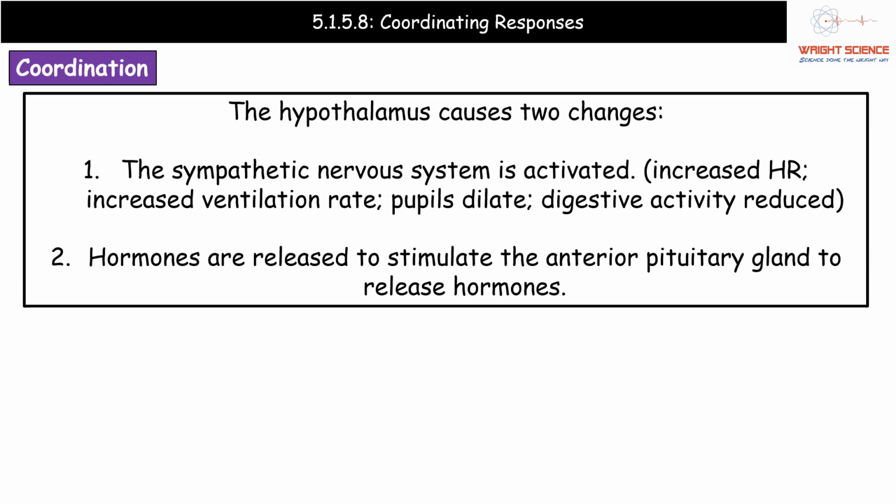That hypothalamus is going to lead to two key changes. First one, the sympathetic nervous system will be activated, and if we think back to our previous video, that's things like increasing the heart rate, increased ventilation rate, etc. Secondly, it's going to cause the release of hormones and stimulate the anterior pituitary to release hormones as well. So we're getting this release of hormones from the hypothalamus or the anterior pituitary, which are then going to have their own parts to play in that fight or flight response.